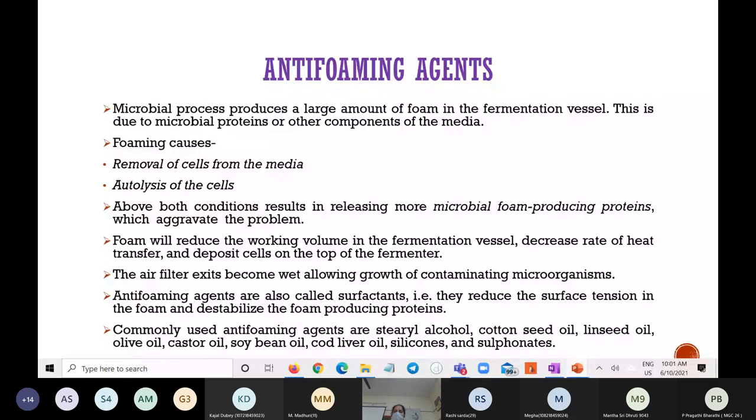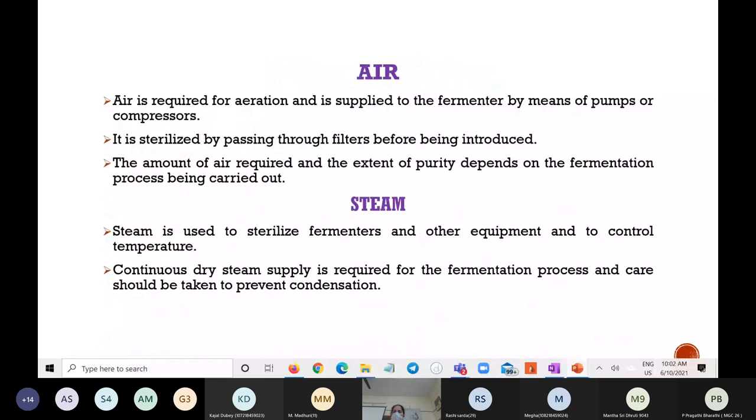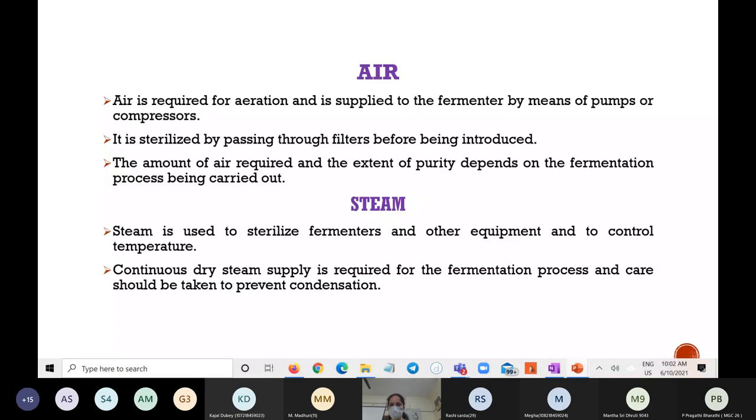Now apart from all these things, air is also very much required for aeration and is supplied into the fermenter by means of pumps and compressors. After that, steam is used to sterilize the fermenter and other equipment. So these are the things which are required for the fermentation media and the process of fermentation.